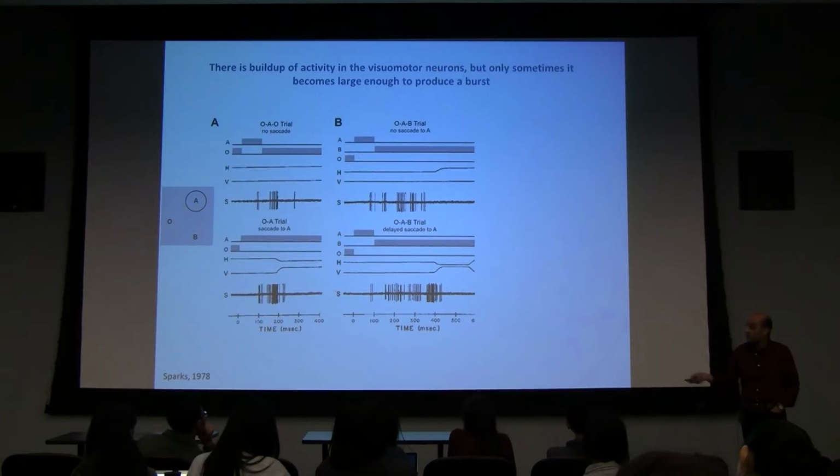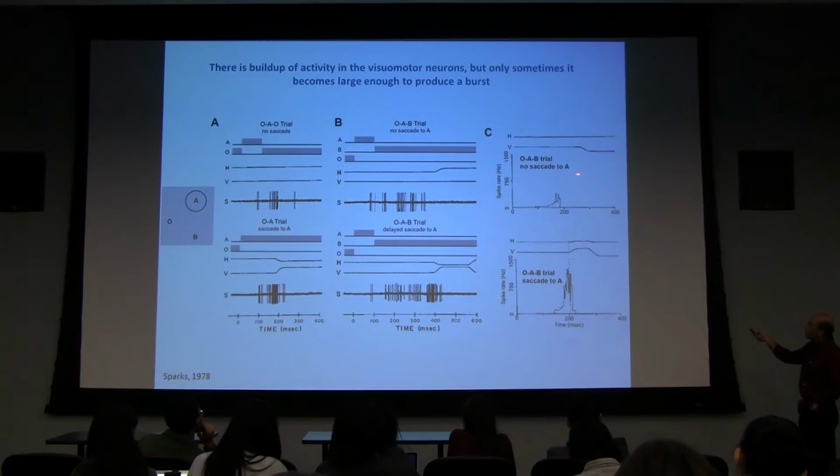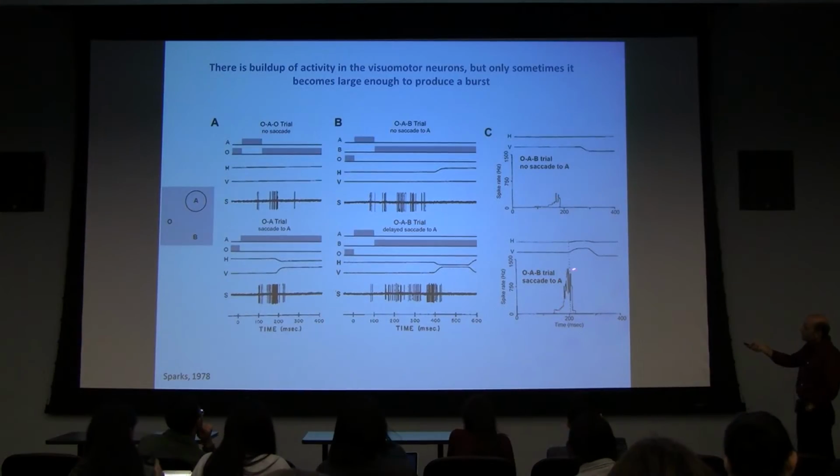Okay? So you see again, buildup of activity until you get a burst, and then you get a saccade. So if we were to summarize this, what we see is that in a trial where there is no saccade to A, you see this buildup, but it doesn't reach very high. In a trial where there is a saccade to A, there's a buildup and it's strong. And so then the animal makes a saccade.